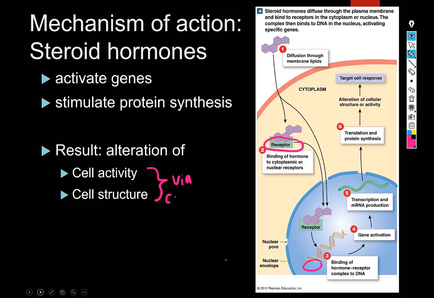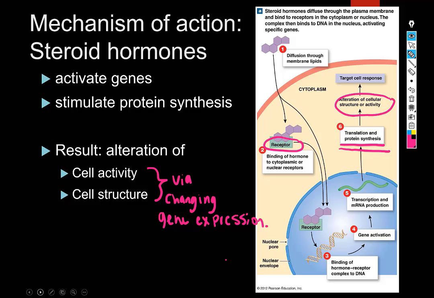via changing gene expression. So the turning of DNA into RNA and then turning RNA into proteins, they're going to change how that happens in a cell. And that is what's going to inform the target cell's response. But again, being intentionally vague here because what exactly that looks like depends on which proteins are being synthesized and what those proteins change inside of the cell. So again, context dependent.